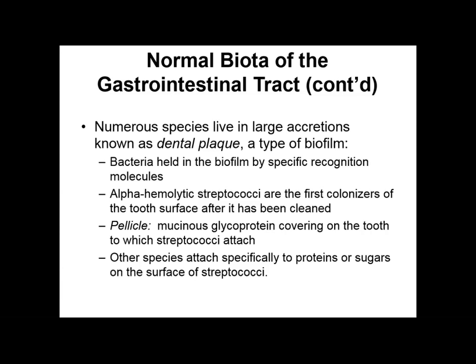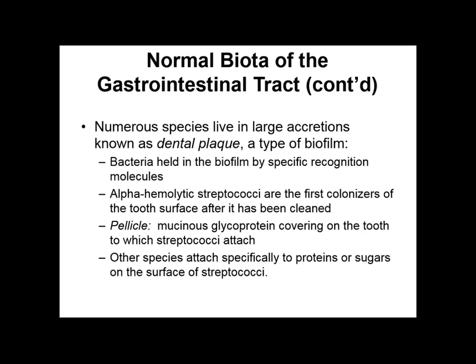If we look elsewhere in our digestive tract, we find, particularly in our oral cavity, the phenomenon known as dental plaque. This dental plaque is a kind of biofilm that can form in our mouth. These bacteria that are held in the biofilm have very specific recognition molecules that allow for them to communicate with each other. And one particular strain of streptococci that's alpha hemolytic can colonize our mouth very quickly after it's been cleaned. This is the pioneer species. They produce a pellicle. This pellicle is a mucigenous glycoprotein, and this forms the covering on our mouth that streptococci attach to.